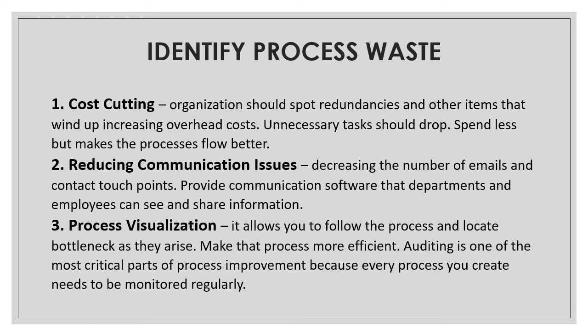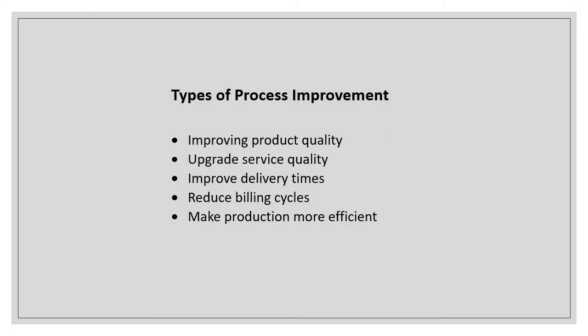And process visualization. Allows you to follow the process and locate bottlenecks as they arise. When we say bottleneck, those are hardships or troubles or problems in the organization. It makes the process more efficient. Here are the types of process improvement: improving the product quality, upgrading service quality, improving delivery times, reducing billing cycles, and making production more efficient.